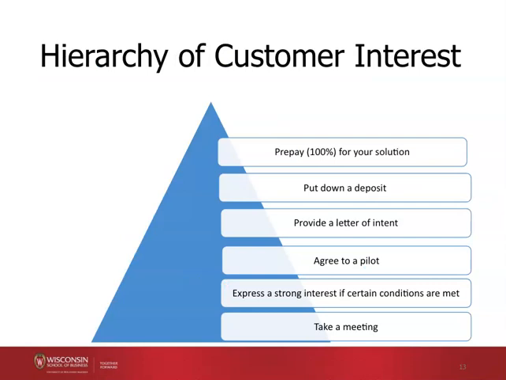So an adjunct to that is the hierarchy of customer interest. If you're at the point where you have an MVP, or you at least have something you can show to customers, your goal then is to get in front of customers and try to move them up this hierarchy from having a conversation with you to potentially agreeing to some kind of pilot test, perhaps trying something out, and then ultimately actually making one kind of payment or another.